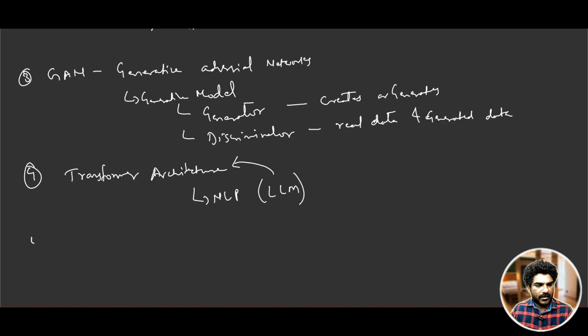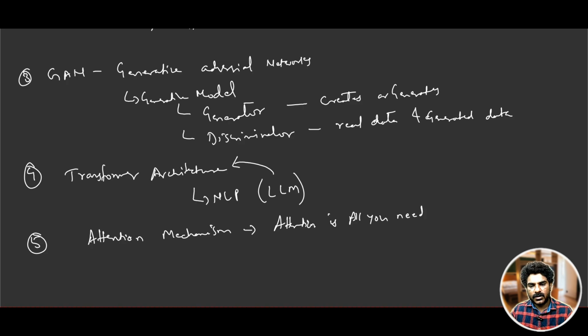Point number 5 is the attention mechanism. There is a research paper called Attention is All You Need, and based on this research paper, this attention mechanism evolved. Suppose you are solving an NLP, natural language processing, use case, and you have a sequence of data. In that sequence of data, there might be some part which is very important and you need to focus more on it. You need to pay more attention to that particular part of the sequence. In that case, you can use this attention mechanism.